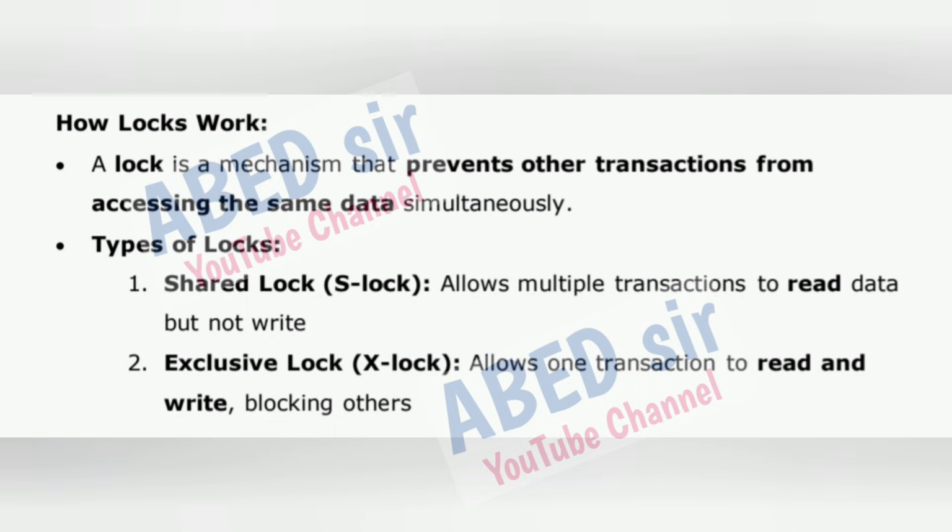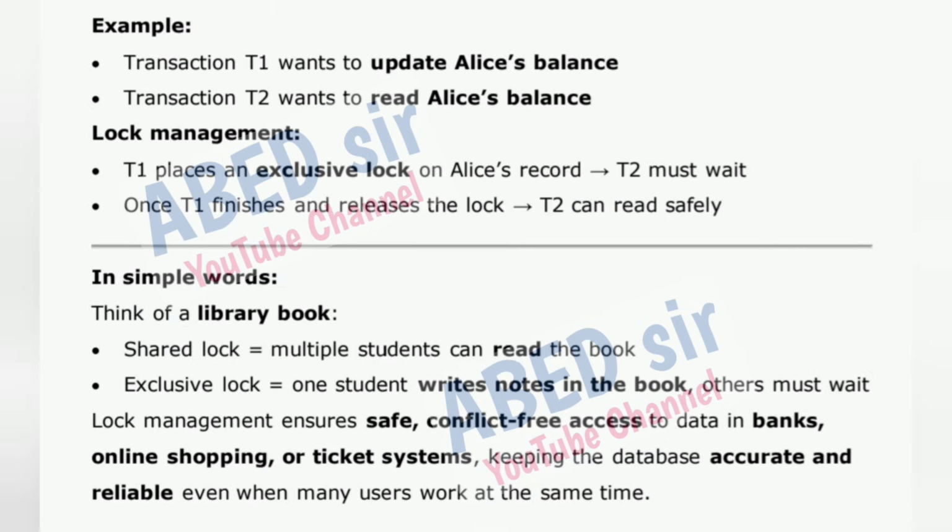An S-lock allows multiple transactions to read data but not write. 2. Exclusive lock. An X-lock allows one transaction to read and write, blocking others. Example: Transaction T1 wants to update Alice's balance. Transaction T2 wants to read Alice's balance. Lock management. T1 places an exclusive lock on Alice's record. T2 must wait. Once T1 finishes and releases the lock, T2 can read safely.